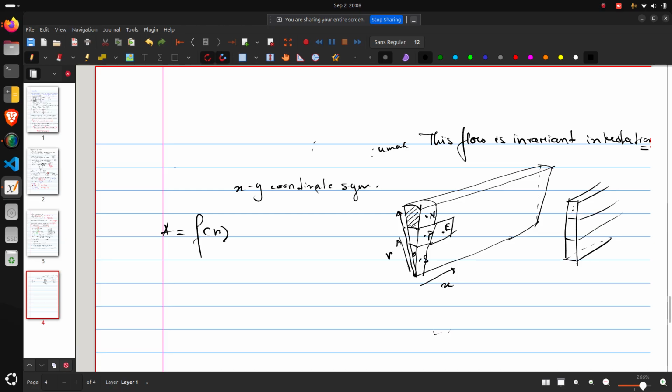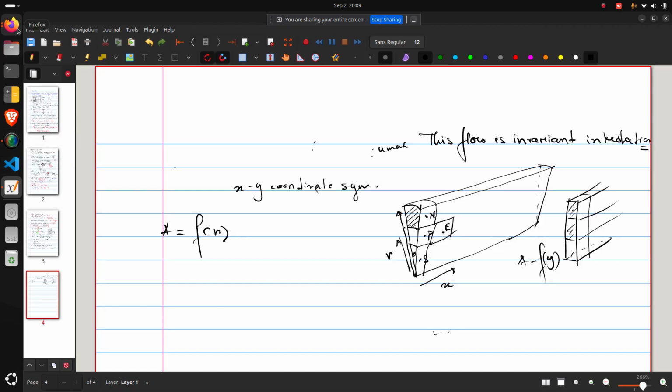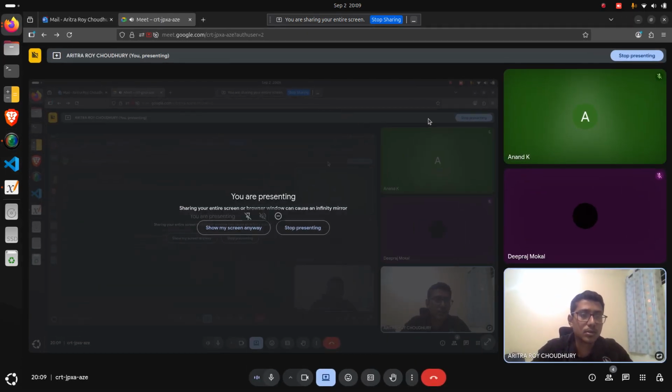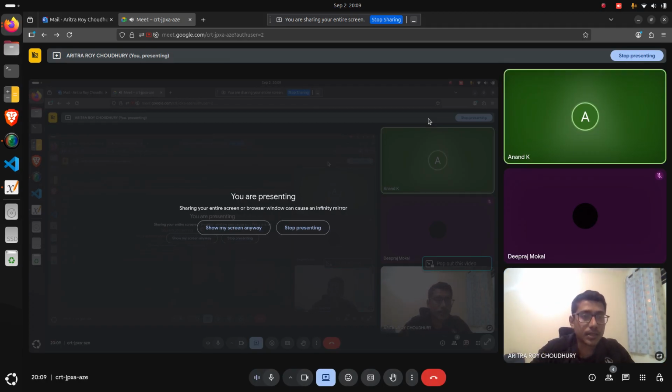So here the area will not be a function of y. It will only vary if we have a non-uniform mesh. Otherwise all the areas will be the same. But this is not the case for an axisymmetric mesh. Okay, this is the major difference. Any doubt? Yeah, please, Anand.